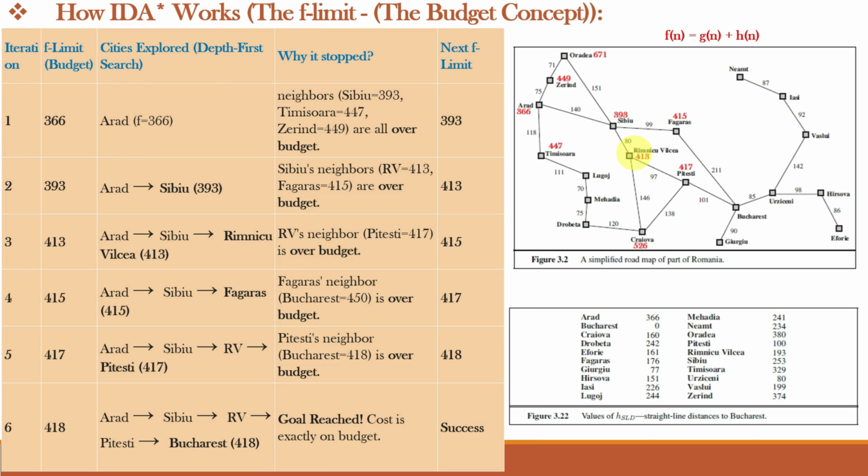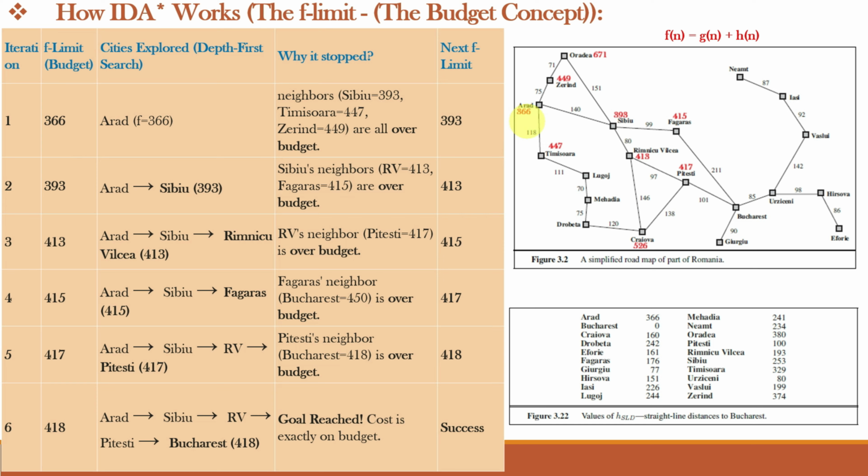But we see that CBU's neighbor Făgăraș is 415 kilometers and Râmnicu-Vilcea is 413 kilometers, and both of these are over budget as compared to 393. So again the budget is increased to the next cheapest option, that is 413. So the next F limit is 413 kilometers and we start again in iteration 3 from Arad.